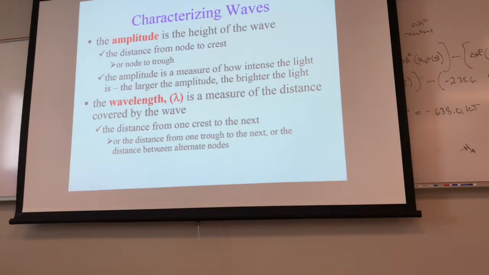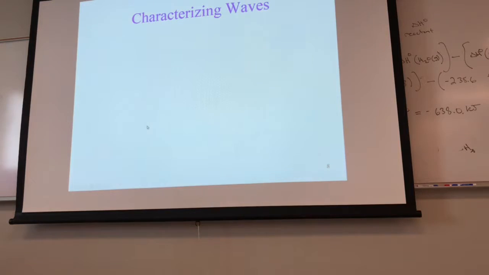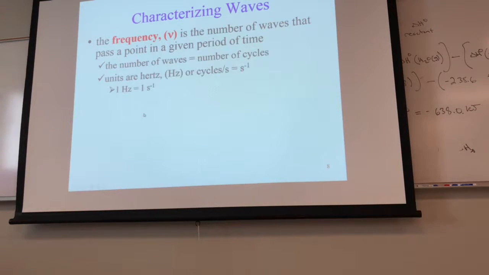This is the distance from one peak to the next of a wave, measuring that distance, okay? And it turns out that the distance we measure varies between different types of waves. That distance does not have to be constant, nor does the brightness of a light have to be constant either. The other way we characterize light is by thinking about its frequency.